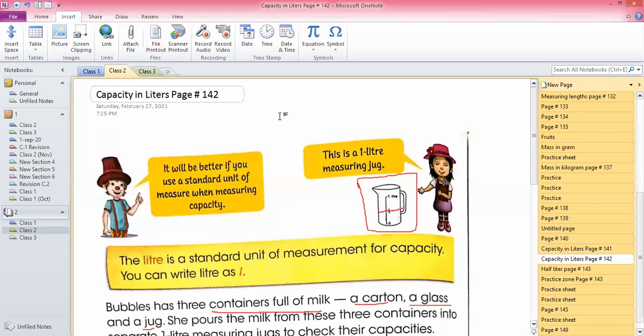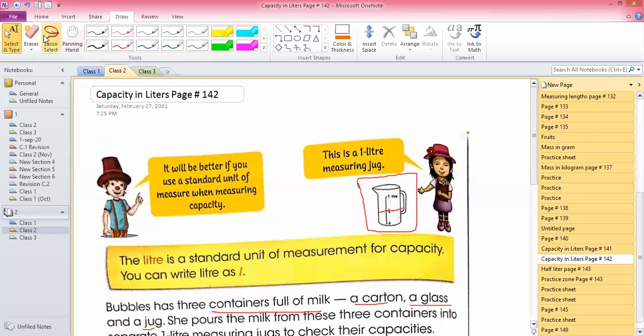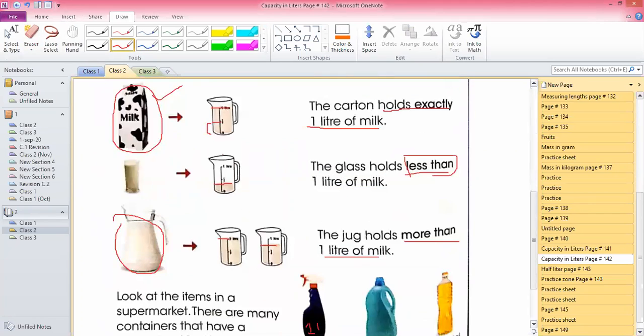You know about the liter jug as well, and how to read how much water is in it. When water comes up to here, you will say it is 1 liter. When it comes up to here, you will say it is half liter. And when it is less than that, like here, you will say it is less than half liter. You measured this carton also, and you know this carton is exactly 1 liter. This glass has less than 1 liter of milk, whereas this jug has more than 1 liter.